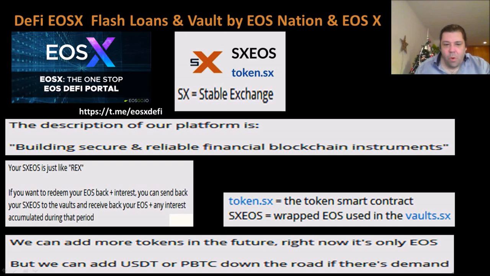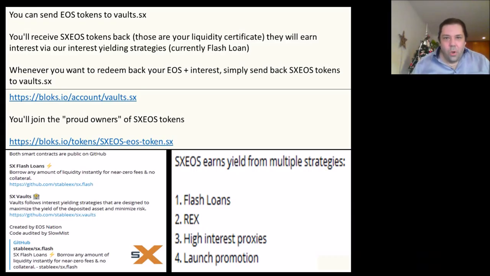EOS Nation can add more tokens in the future. Right now, it's only EOS, but they can also add USDT stablecoin or PBTC down the road if there is a demand. When you go on the EOSX Explorer on the DeFi portal, you have a page named Vault, and there you have a user interface where you can easily send your EOS tokens to the vaults.